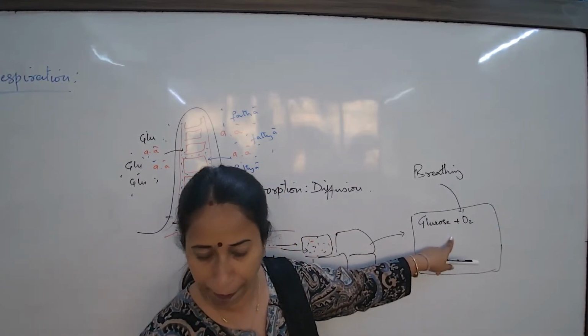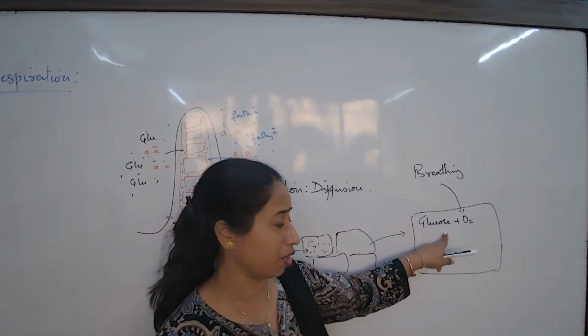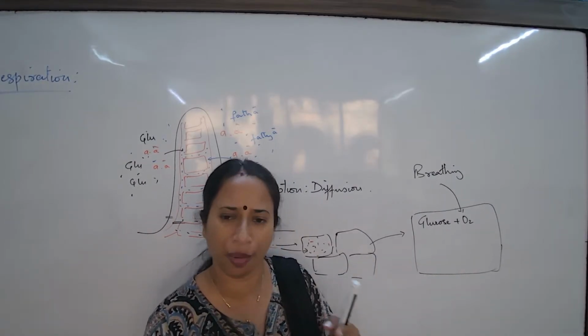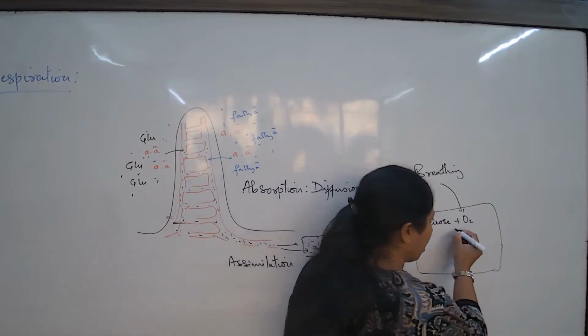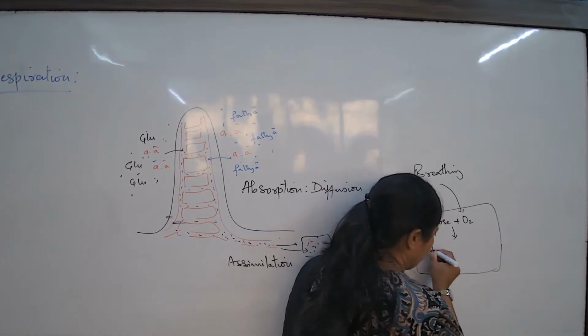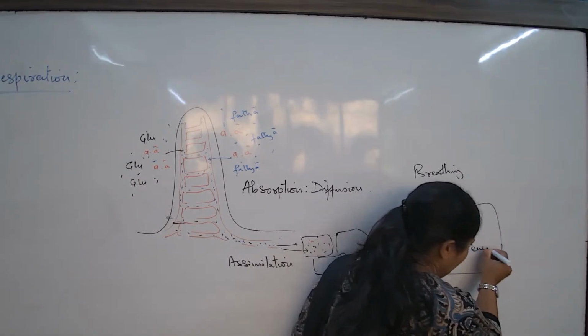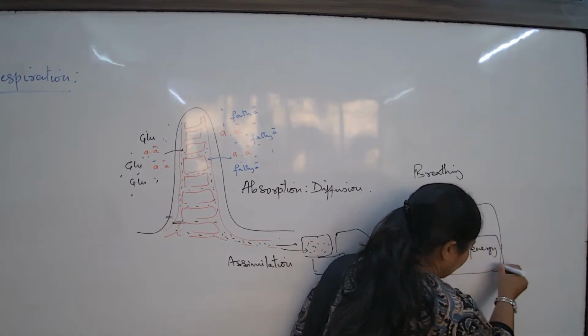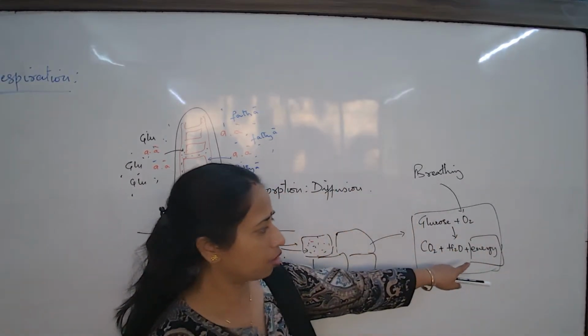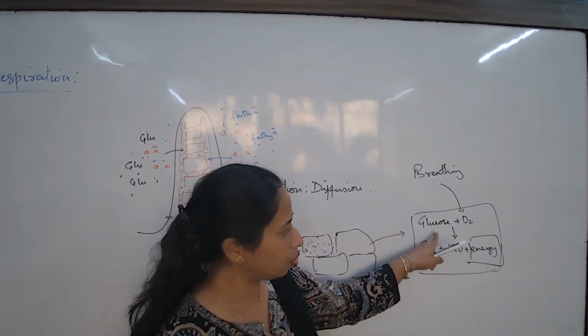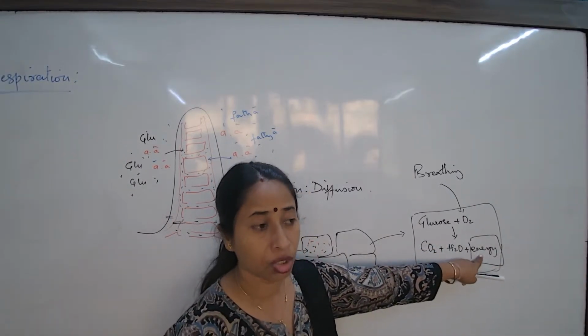Glucose is already there. Now, whenever oxygen and glucose are together, with the help of a variety of enzymes, what will their fate be? Their fate would be breakdown to carbon dioxide, water and energy. And we are talking majorly about this concept, the breakdown of the food to release energy. So that is the relation.